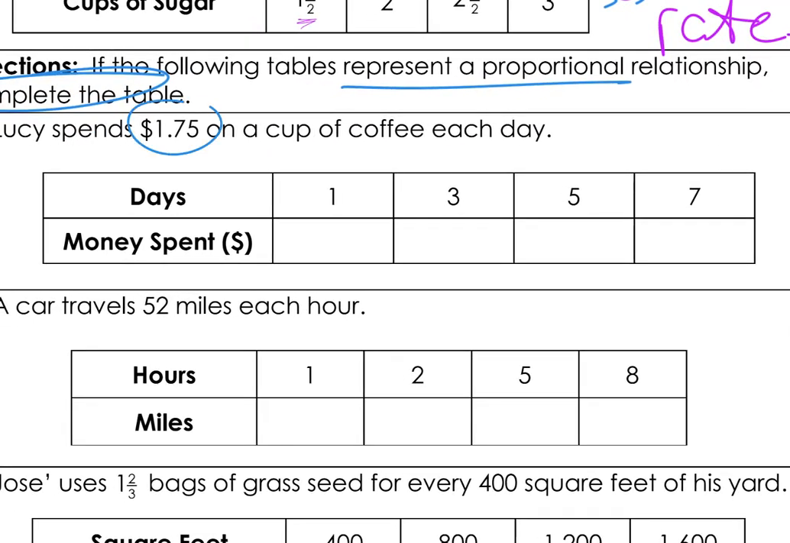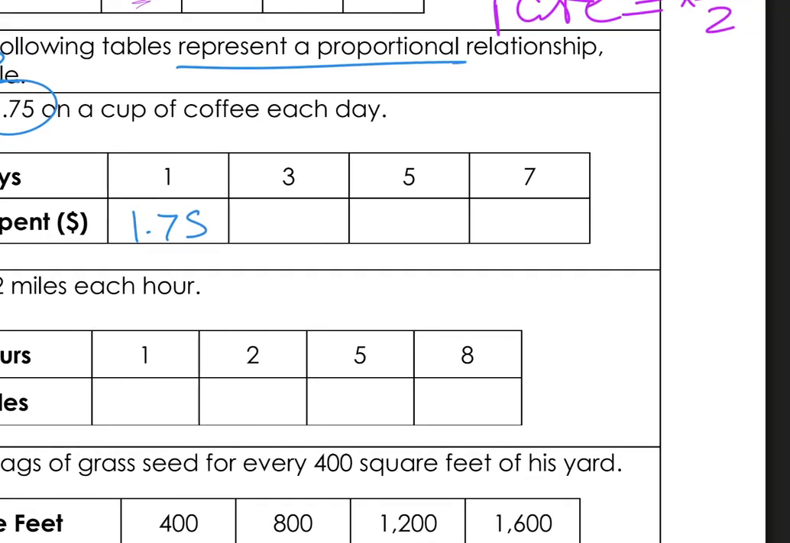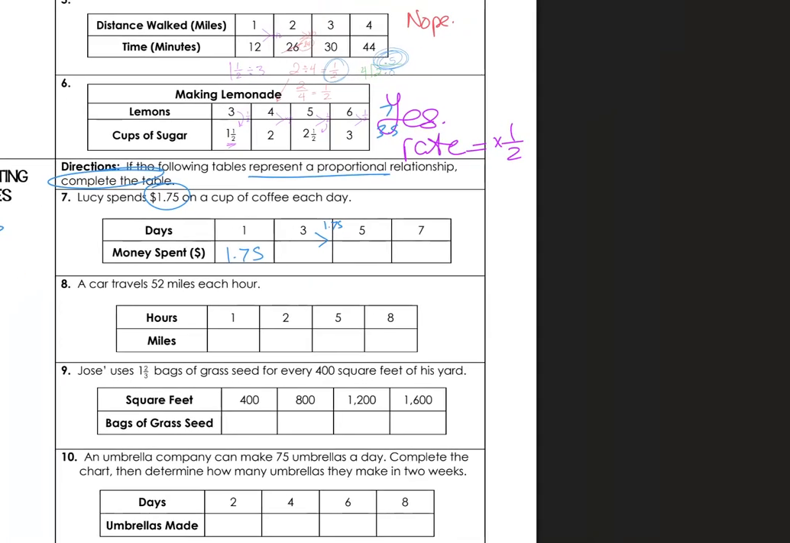So what are we going to do? We take $1.75, and that's how much 1 cup costs. Well, how about when it's 3? Well, all you're going to do is 3 times 1.75. Now, here's where you can do some thinking on your own. You can do 1.75 times 3 and take this answer and put it in right here.